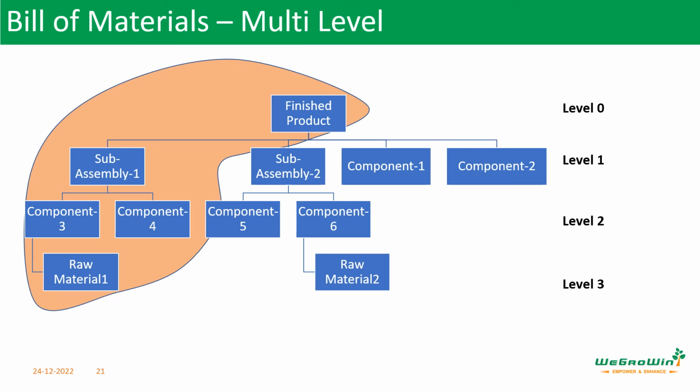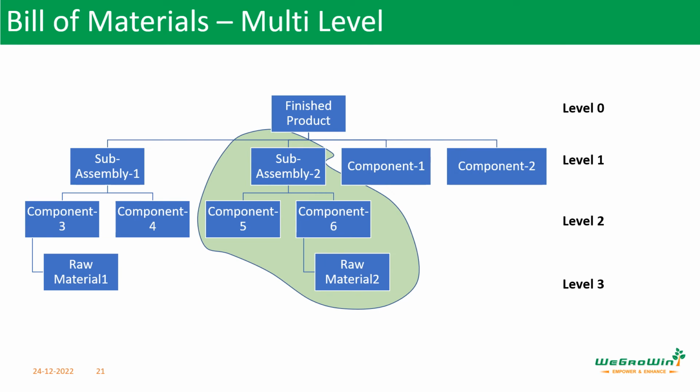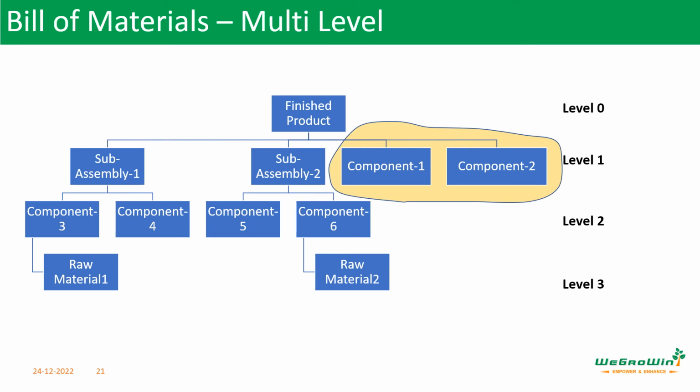So this is the first. All the multi-levels of the product will be summarized first. And then next is sub-assembly 2. All the levels of the BOM of sub-assembly 2 will be appearing, and then all the components will appear. This is called the multi-level, which means it will go up to the last stage.